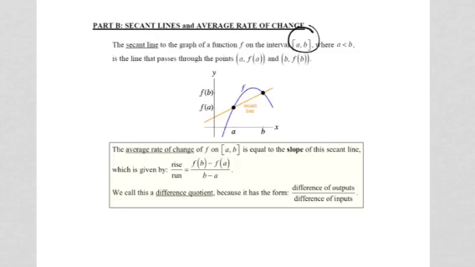So first off, let's talk about that interval. Notice it uses the brackets, meaning that it is a closed interval, meaning that we are including the value at A and the value at B. So we've got the colored in circles there.